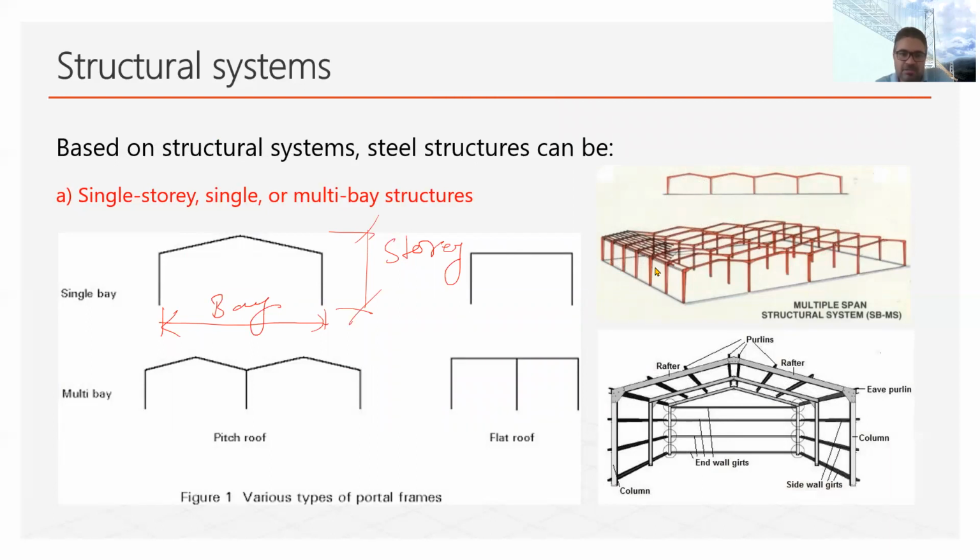Bays can have a pitched roof. Pitched roof means the roof which makes an angle with the horizontal. Similarly, there can be a flat roof like this. For multi bay, I have provided some other examples also. So steel structures may be single bay or multi bay structures, and the roof may be pitched or flat. These types of structures are basically used for industrial buildings, commercial buildings, schools, and some residential buildings also.